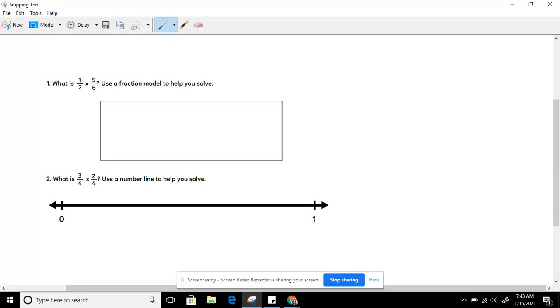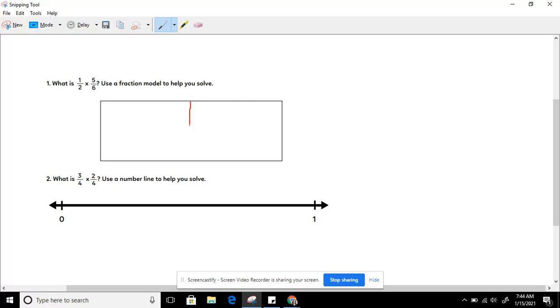All right, so we've got 1, and that is, what is 1/2 times 5/6? Use a fraction model to help you solve. So this rectangle is going to be our fraction model. So I'm going to start by looking at the first fraction, 1/2. Okay, so I've got my fraction model. The first thing I'm going to do is I'm going to represent 1/2 in this fraction model.